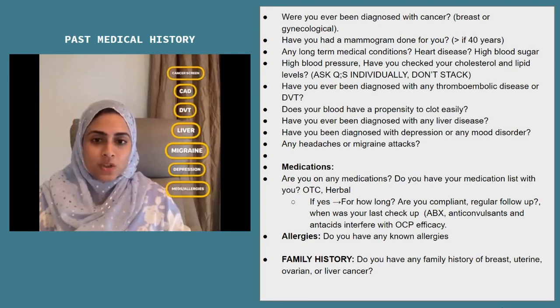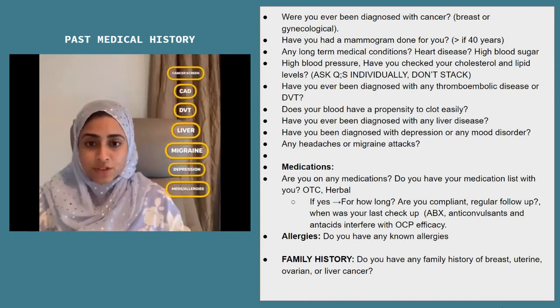Once you're done with that, you will move on to the family history, and in the family history you can ask about any history of breast cancer, any gynecological cancers in the family, any history of any clotting disorders in the family, or you can just ask them, how is the overall health of your parents and your close family members, and if there's anything of concern, please do mention that to me.